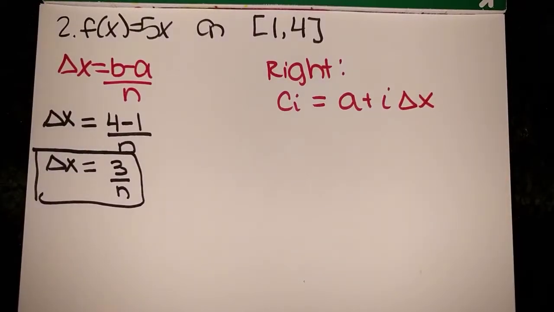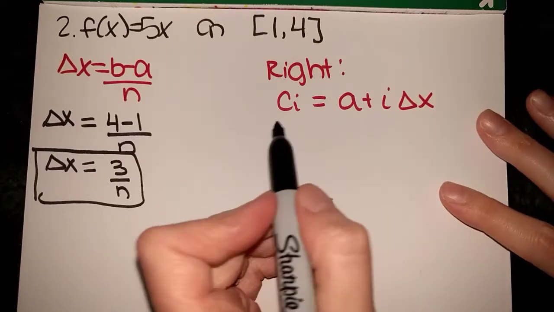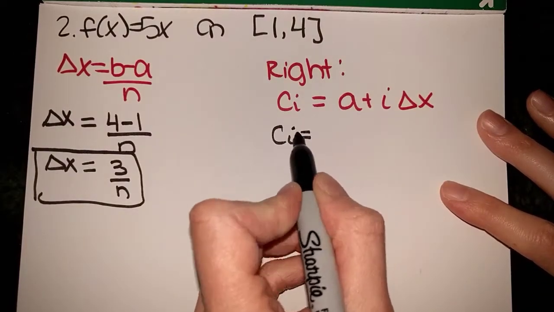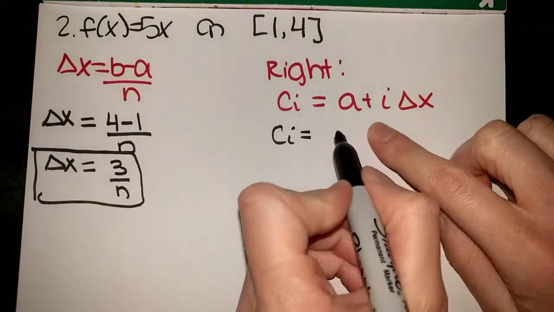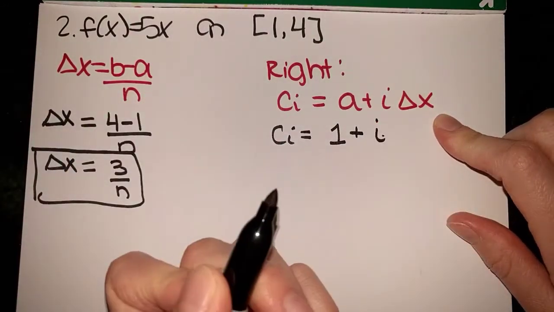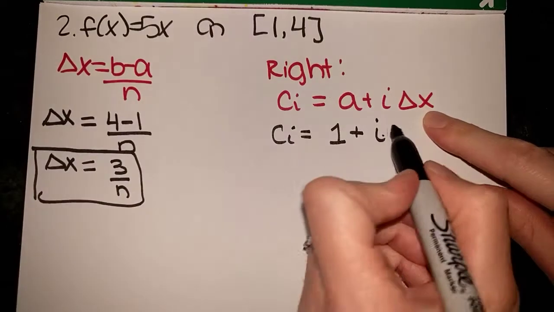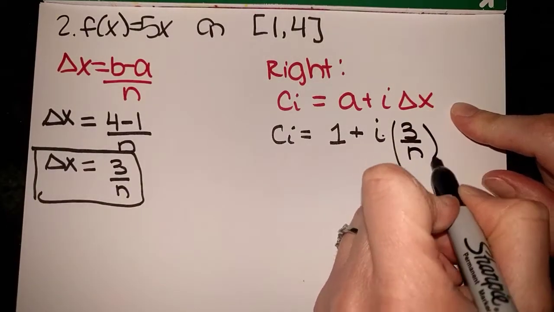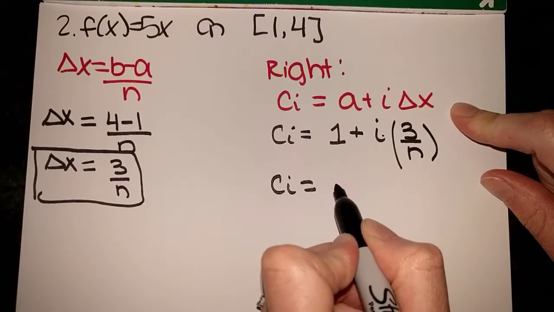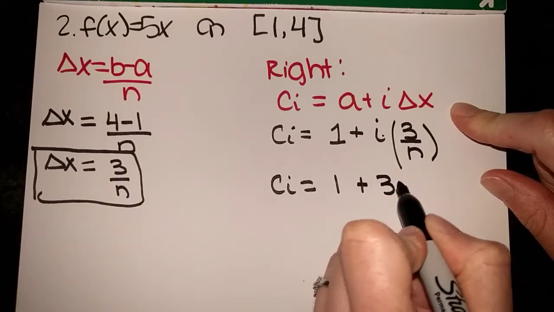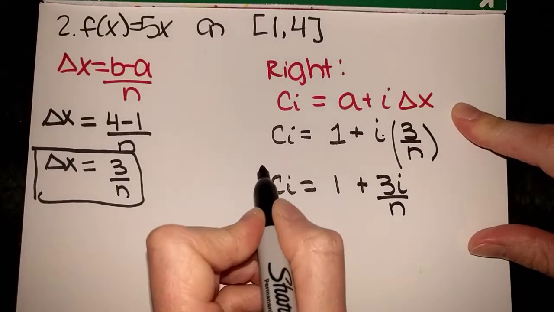All right, then we go over and find our endpoint. I like to use the right endpoint just because it does tend to be a little easier to work with computationally. So plugging into the formula, we have our a in this case is equal to 1, plus i, our index, stays as i, and then my delta x, I'm going to plug in 3 over n. So that tells us that our ci is 1 plus 3i over n.